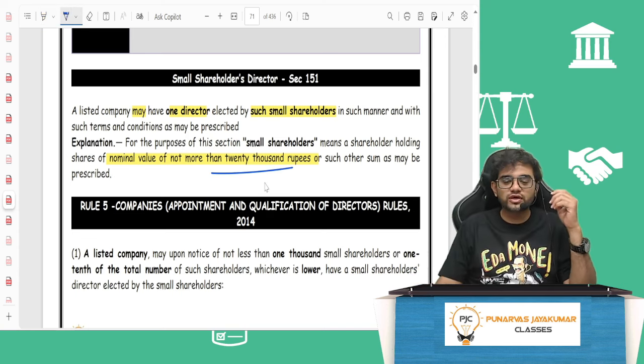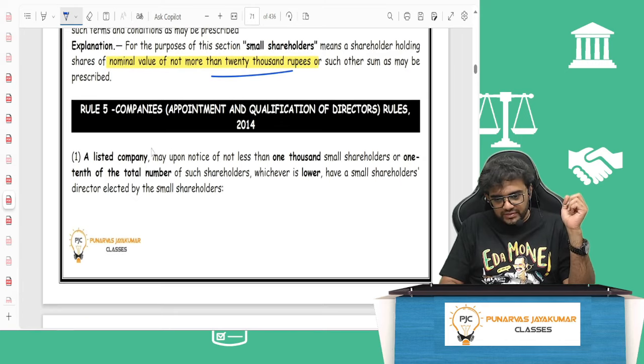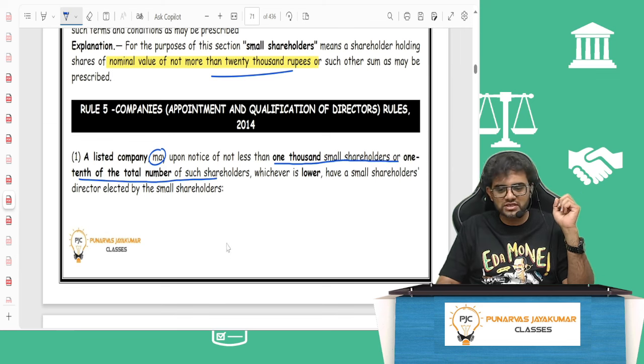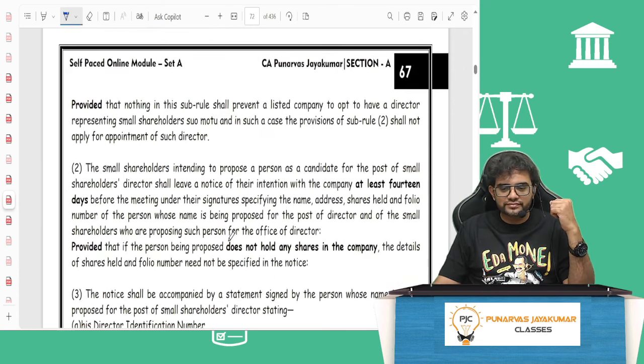Yes, 20,000 rupees, not more than 20,000 rupees, guys. Next, basically representation is needed of the small shareholders. Then a listed company may, upon notice of not less than 1,000 small shareholders or 1/10 of the total number of small shareholders, whichever is lower, elect a small shareholder director. If the company has 1 lakh small shareholders, then 10,000 holders or 1,000, whichever is lower, will have to elect a small shareholder director. And the listed company can themselves do it, suo moto.